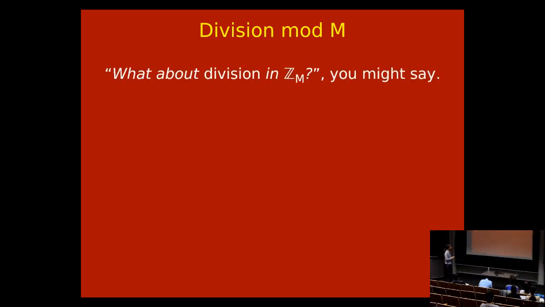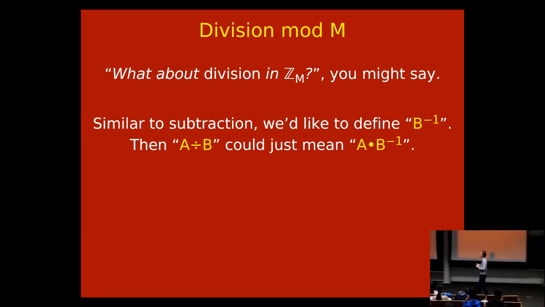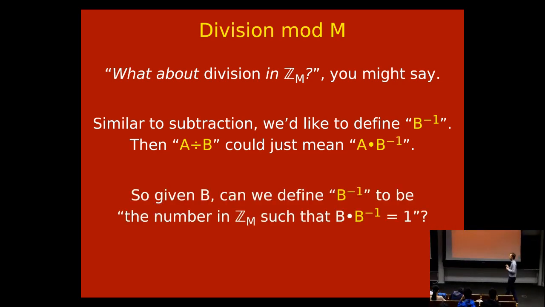OK, so things are all looking well and good. So let's go to the last one, division, right? Now, there's a bit of a problem with division when you're doing integers. You cannot always divide an integer by an integer and get an integer, but let's see what happens here. Well, it's going to be similar to subtraction, right? If I want to define a divided by b, let me just try to define the reciprocal of b, b inverse. And then a divided by b is just a times the reciprocal of b. So given b, maybe I'll define b inverse to be that number which, if you multiply it by b in the table, you get 1. That's what it's supposed to be, right?